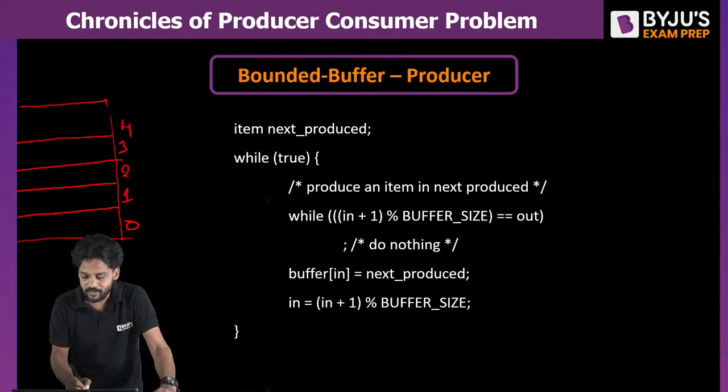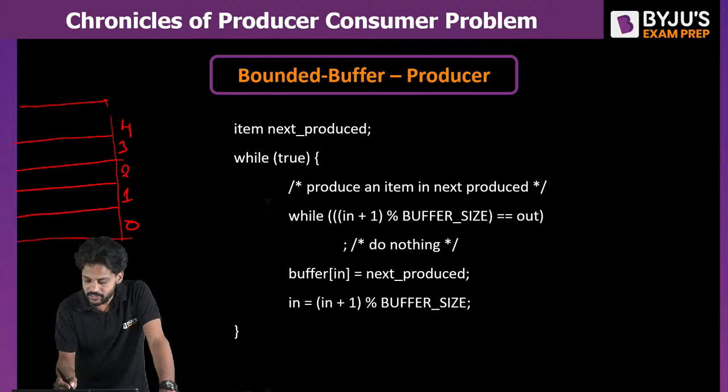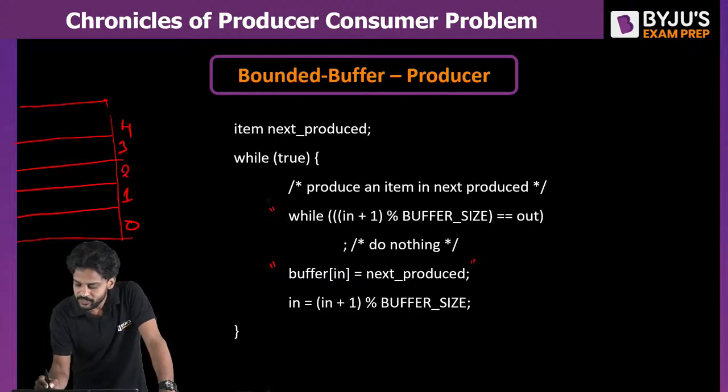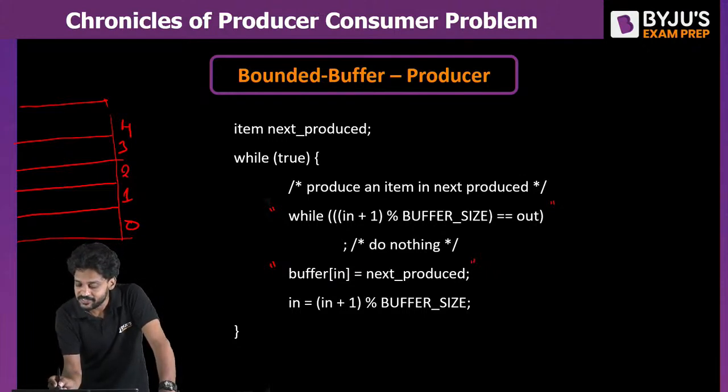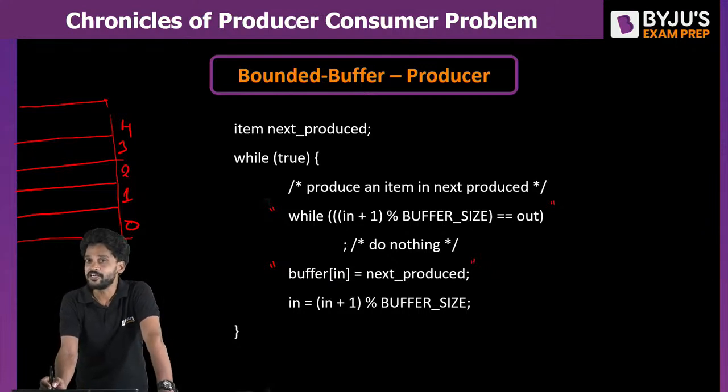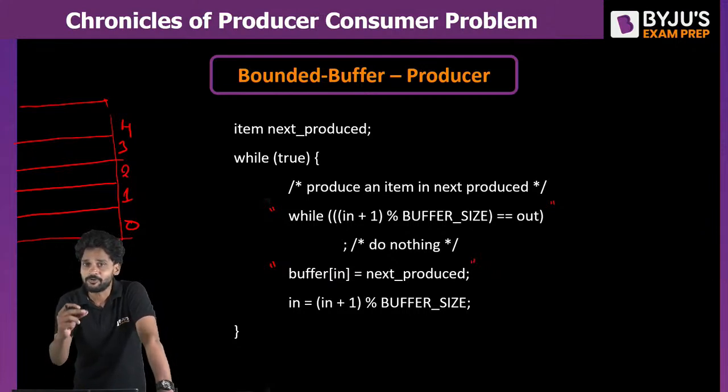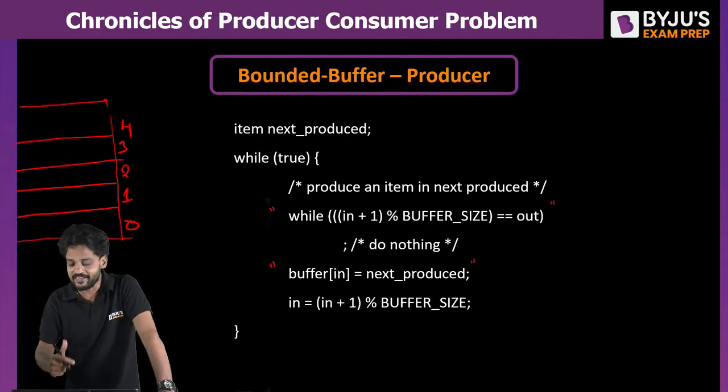Now what exactly would happen is, initially, when the producer enters into this, before the production happens, he will wait on one condition. That is, he will check with the while condition. If the while condition is satisfied, then that means that he won't be allowed to produce. What is this while condition? (in + 1) mod buffer size equal to out. This is the while condition which restricts the producer from producing any more items. How exactly does it work?